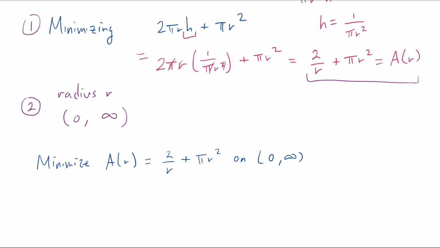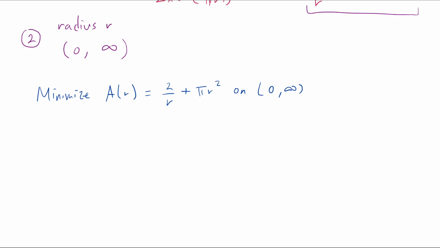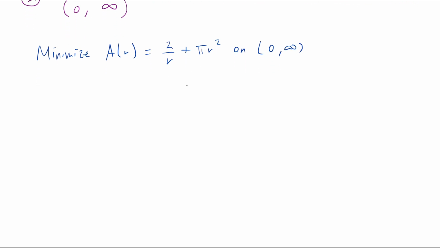And now, how do you find the global minimum of some function on some interval? I actually have a video on this where I go through the global minimization process pretty thoroughly, so I will not spend too much effort diving into every detail. Just to give a quick outline of how you do this, first you want to find the critical points. And in order to find critical points, we differentiate. So A prime of r.